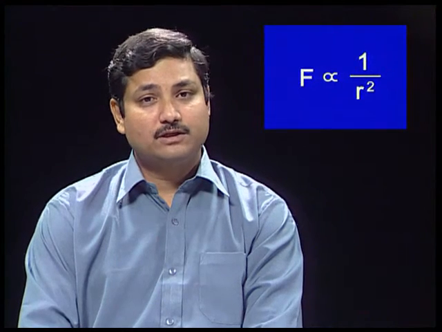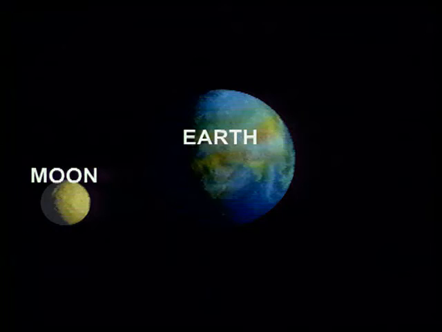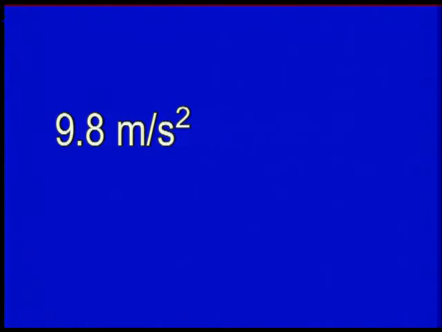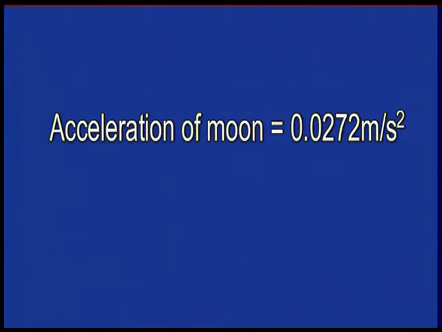He now used the same 1 divided by R square relationship between Earth and the Moon. The distance of the Moon from the Earth is 60 times the Earth's radius. He divided 9.8 meter per second square, the acceleration of the apple, by a factor of 60 square, and he got 0.0272 meter per second square. To his delight, this was equal to the acceleration of the Moon.